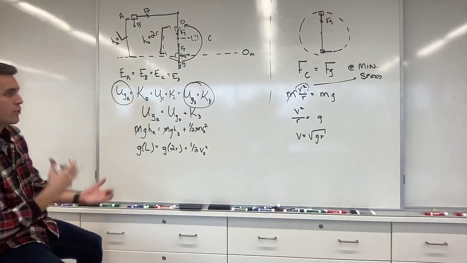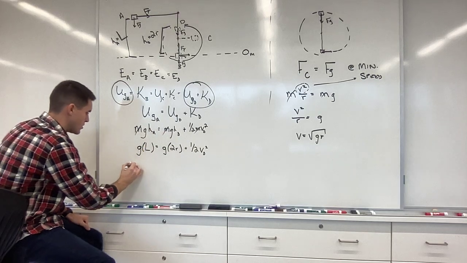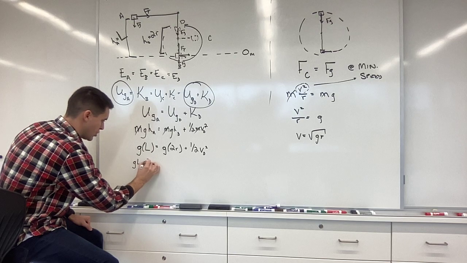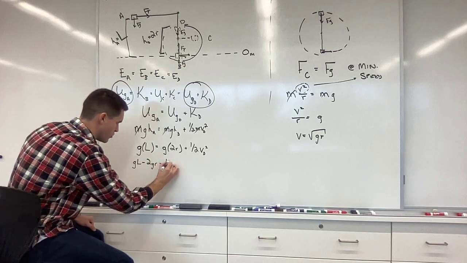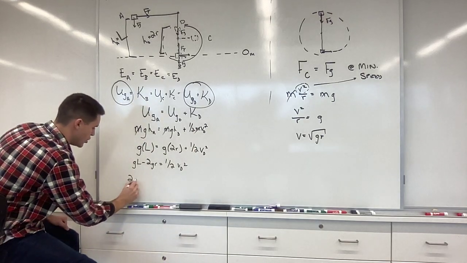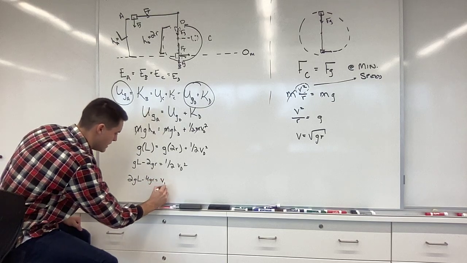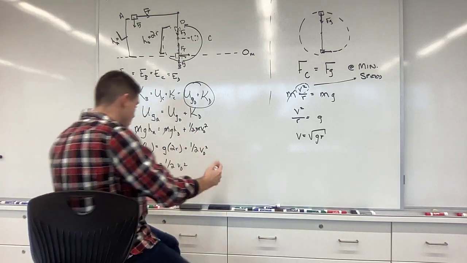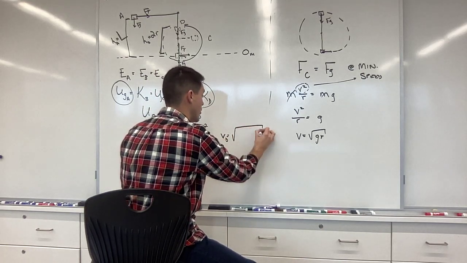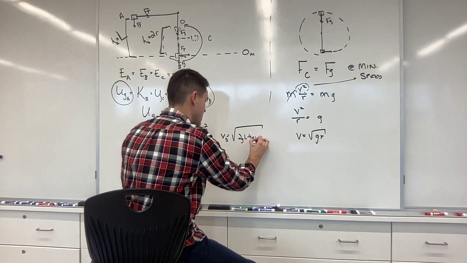As I start to work through this problem, I can bring both G terms over here: G times L minus 2GR equals 1/2 V_D squared. I bring the 1/2 over: 2GL minus 4GR equals V_D squared. And what I eventually end up with is that the velocity at D is equal to the square root of 2GL minus 4G times R.